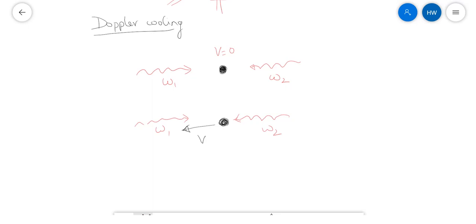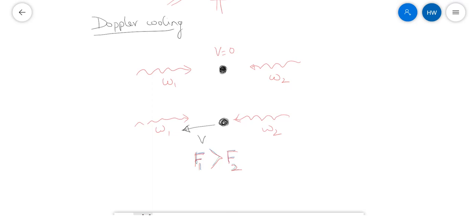Only then, due to absorption of the left photon, you're going to get a force. So what I really want to happen is that the force due to photon number 1 should be larger than the force due to the second photon. I hope this is clear. So what I want is my force due to 1 should be larger than the force due to 2, right? So how do I arrange this?